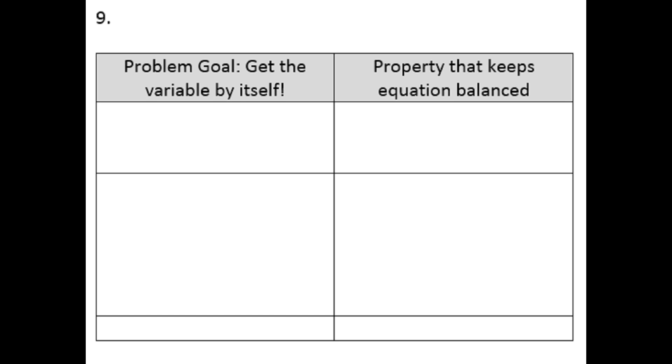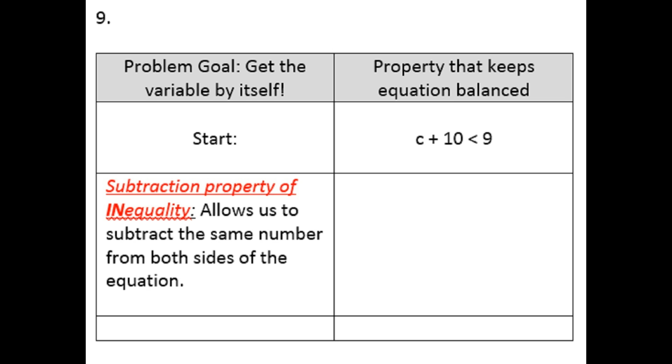Now let's move on to number 9. Our goal here is to get that variable all by itself. So we have c plus 10 is less than 9. We're going to subtract 10 from both sides, and we end up with c is less than negative 1.